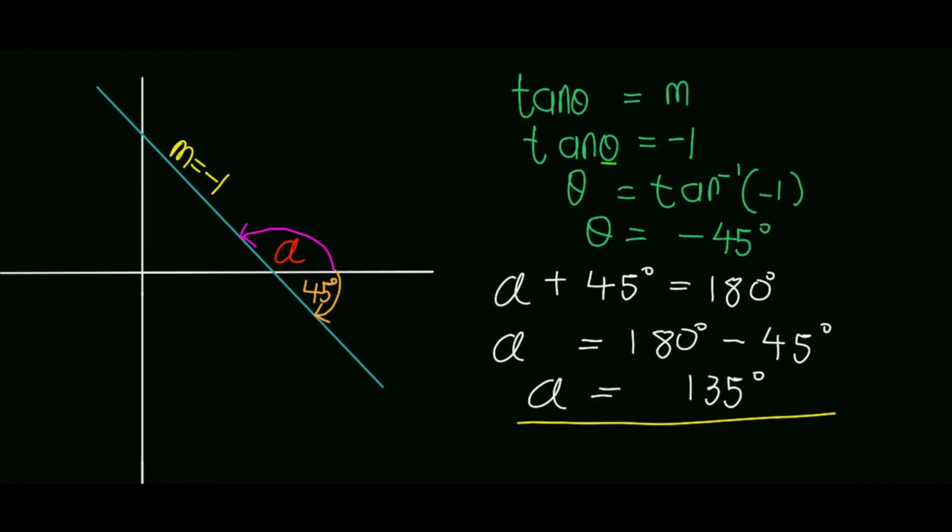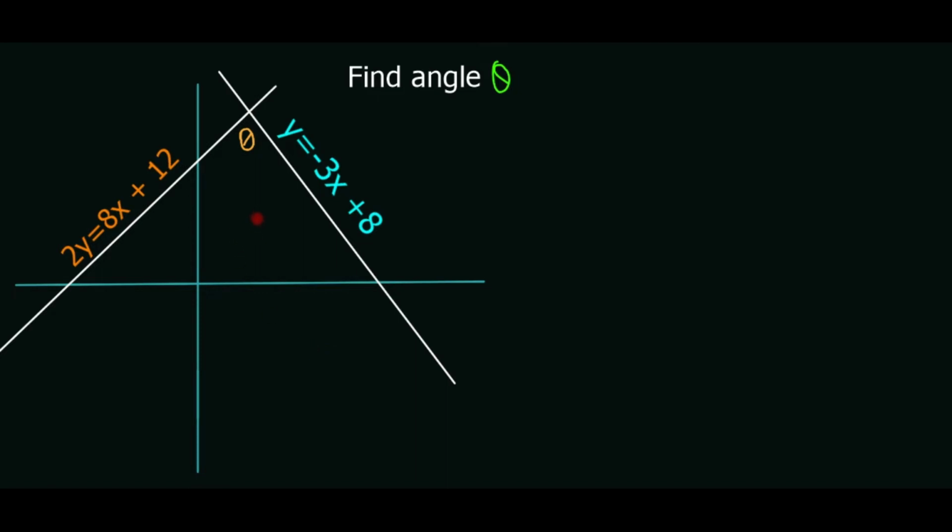So generally for a negative slope, when you find the angle of inclination and you find that the gradient is negative, all that you do is add 180. So that's the easiest way. If you get negative 45, you add 180, and you get that angle of inclination. So in that way. And then this question says find angle theta.